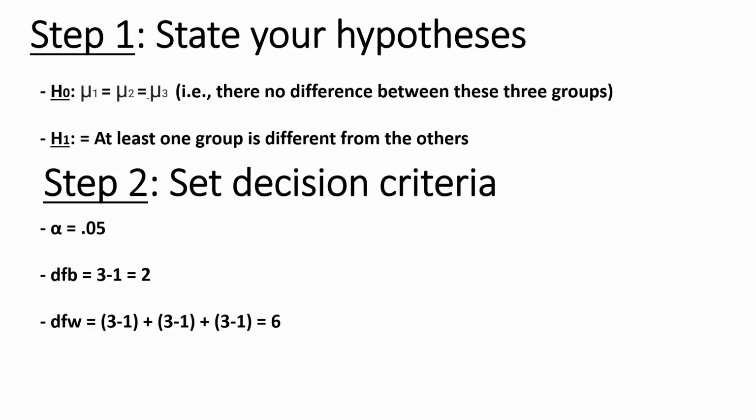And then we set our decision criteria. We have our alpha, which is 0.05, and our degrees of freedom between, which is k minus 1, k being the number of groups, minus 1, which is 2. The degrees of freedom within is n minus 1 for each sample. There are 3 children within each sample, so 3 minus 1 plus 3 minus 1 plus 3 minus 1, which gives us 6.